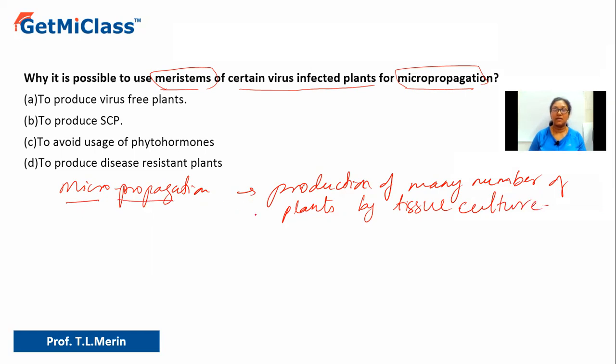The sample can be a cell, a tissue, a bud, or any part of the plant, and in the presence of hormones it will be induced to give rise to new plants. That's why it is called micropropagation.